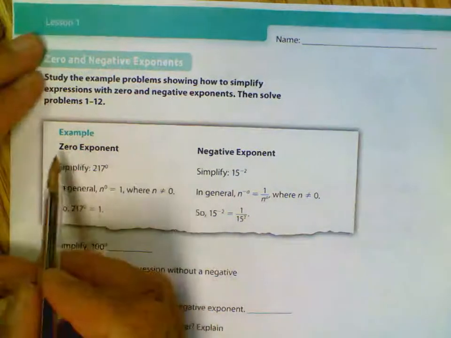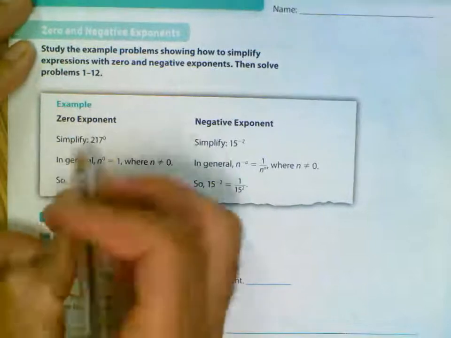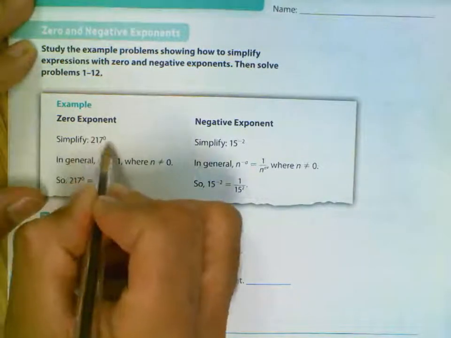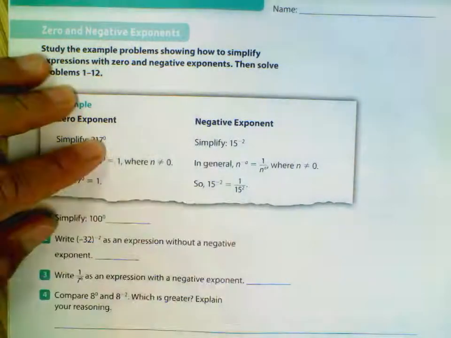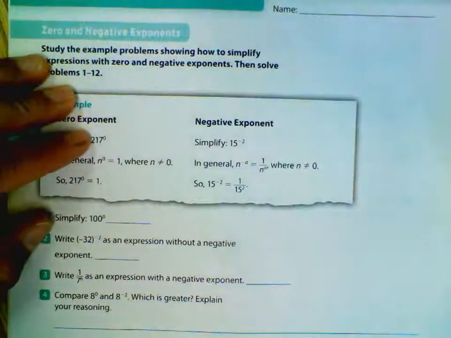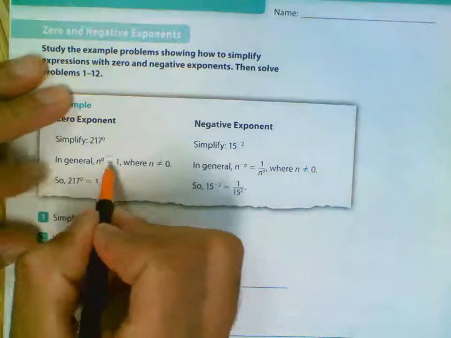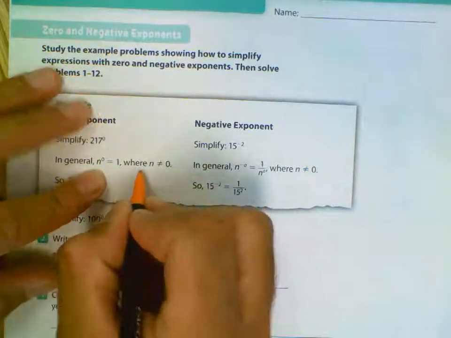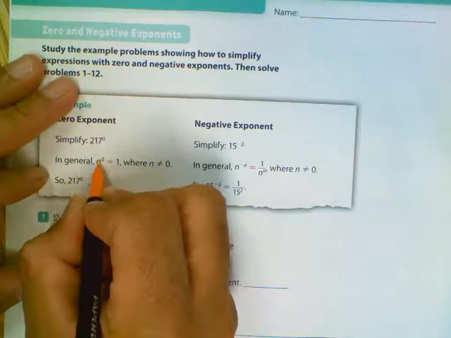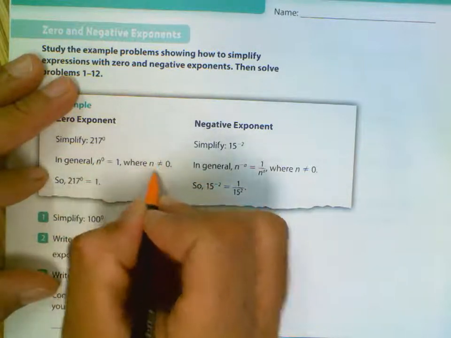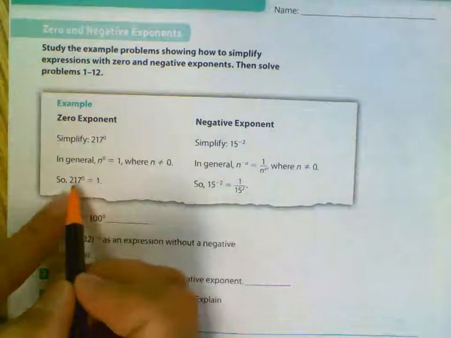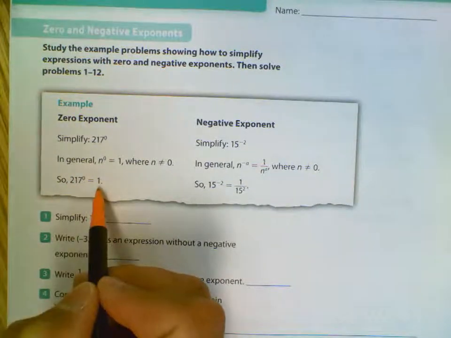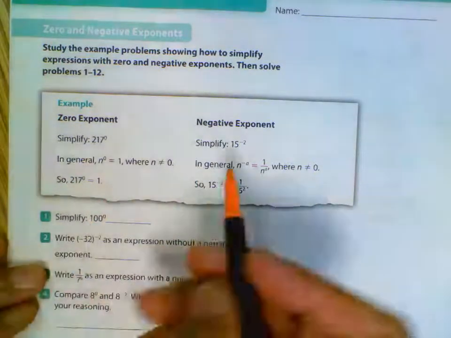For example, the first example they give us is simplify 217 to the 0 power. We learned today that if you have a power of 0, it is equal to 1, where the value of the variable is different than 0. So in this case, 217 to the 0 power is equal to 1.